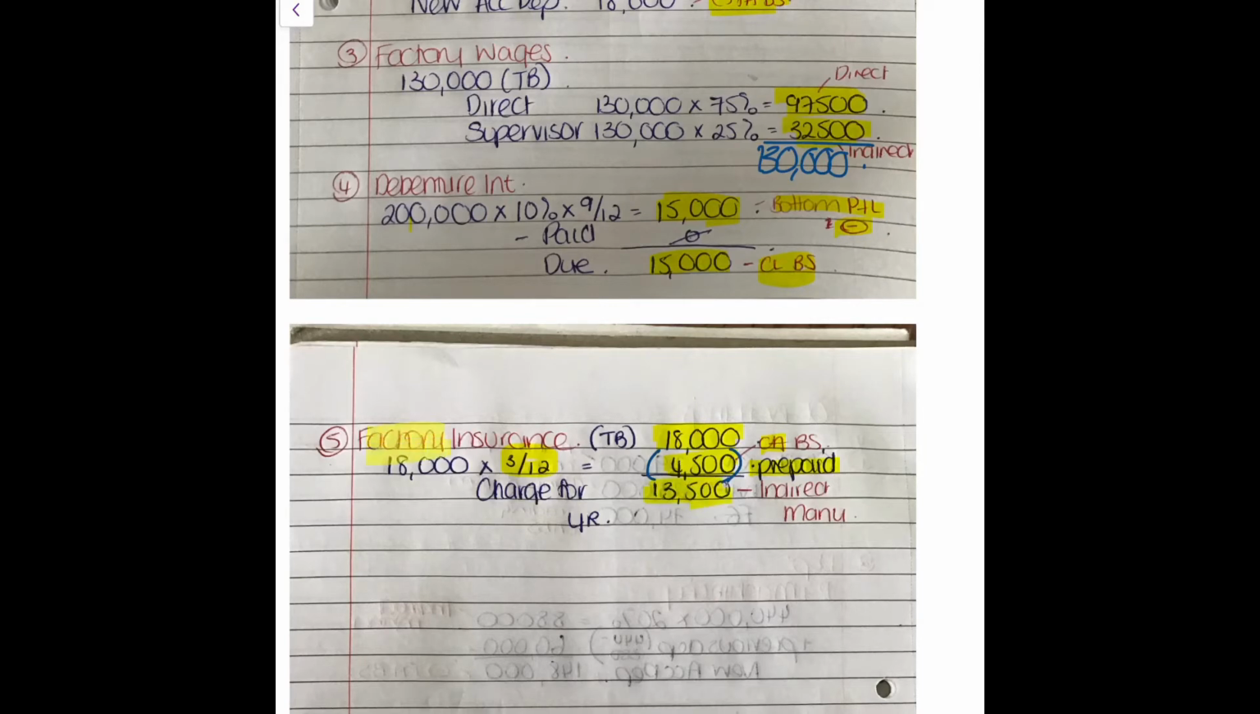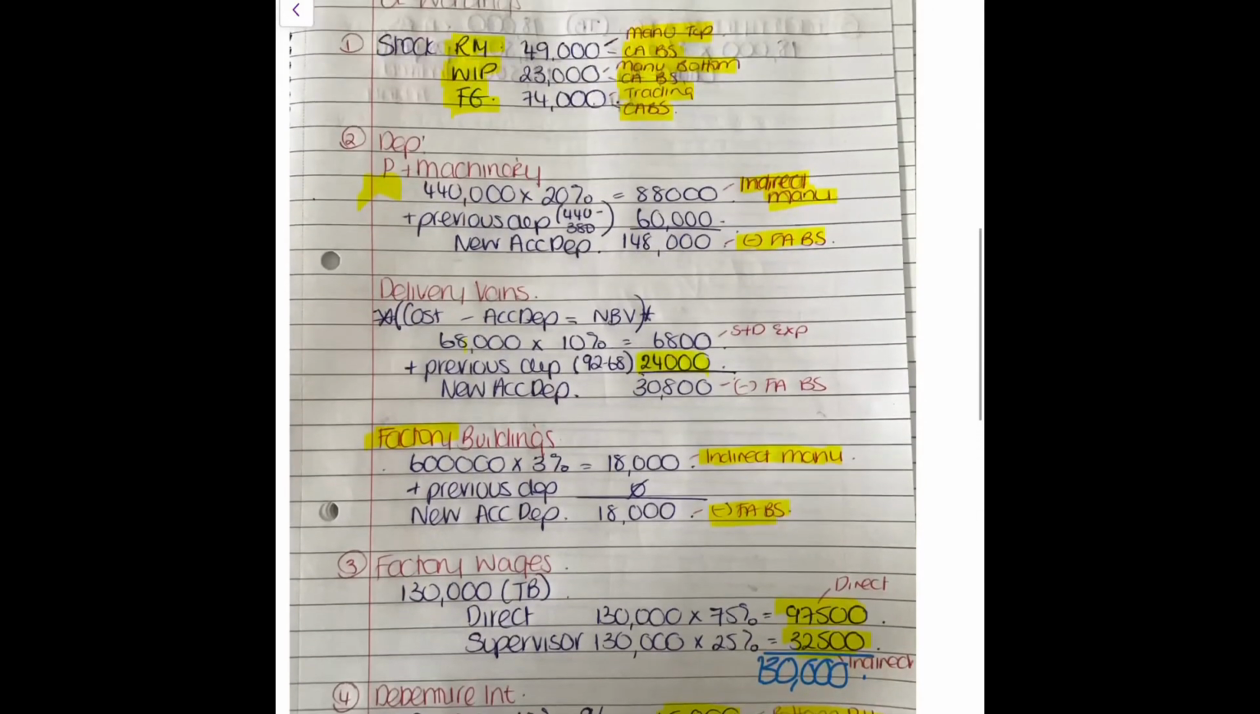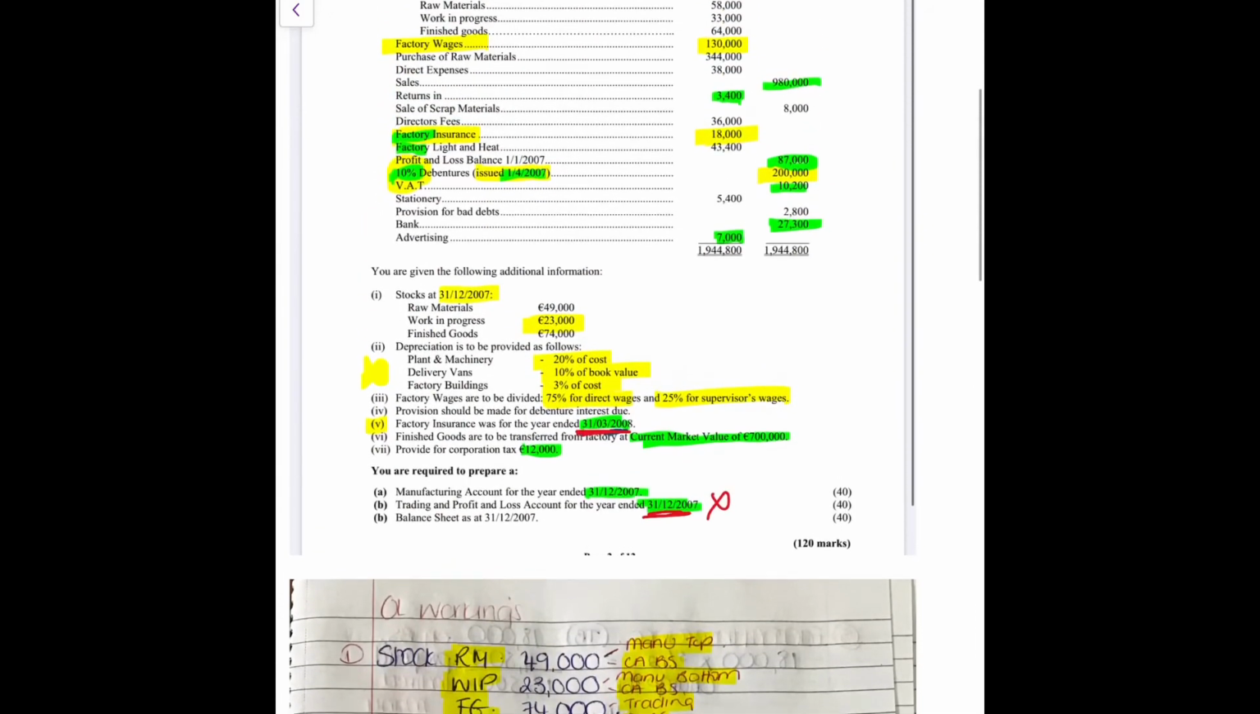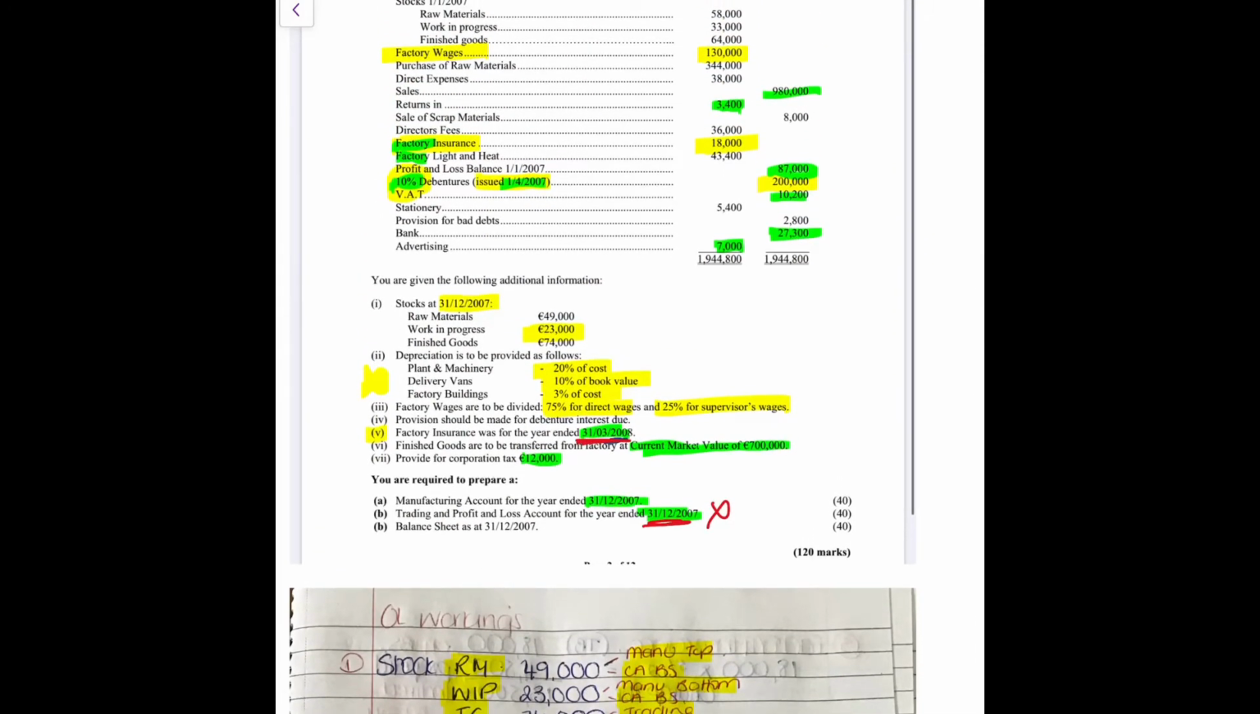It's factory insurance. So when you see factory straight away, you should know it's manufacturing account. Insurance isn't directly related to making the tables, so it's an indirect expense, okay? And the only other two things that's left is finished goods are to be transferred from factory at a current market value of 700,000. And I'll show you what you need to do with that when you're doing your manufacturing account. And then the provide for corporation tax of €12,000.